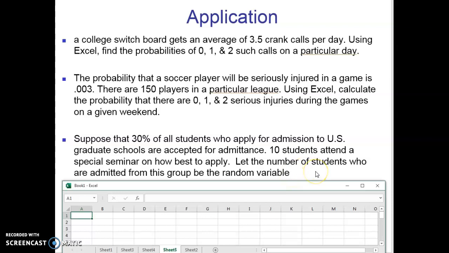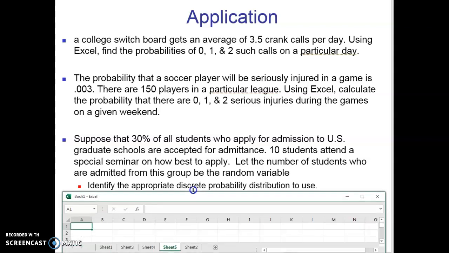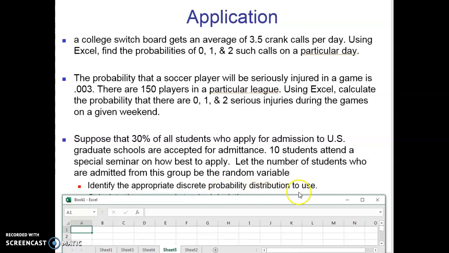This one doesn't look like a Poisson because you're dealing with successes, 30%, but these also define failures. If 30% get in, then 70% don't. So this looks more like a binomial. In fact, I think one of the questions down here was identify the appropriate discrete probability distribution to use. Well, it's not the Poisson, it's the binomial. So we'll use that one.